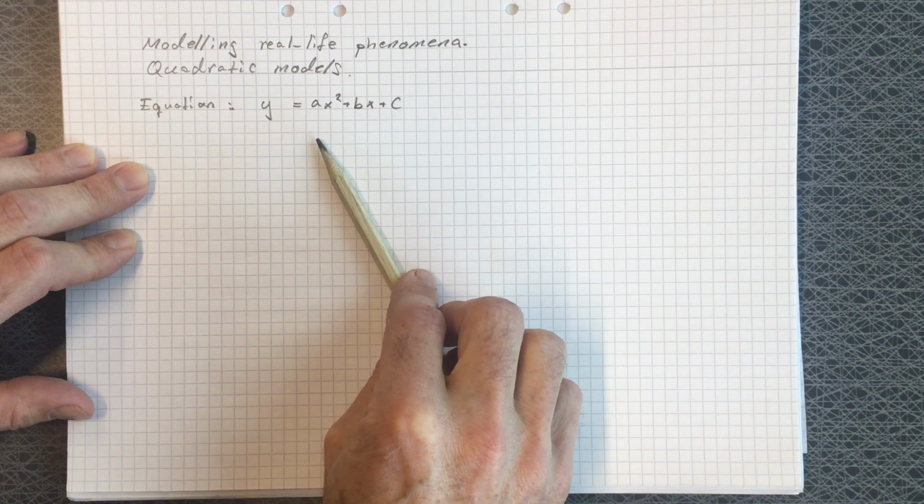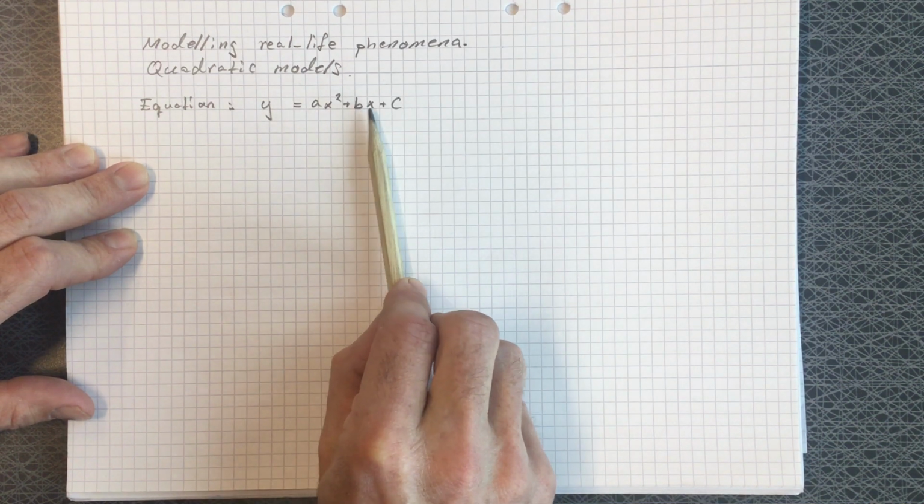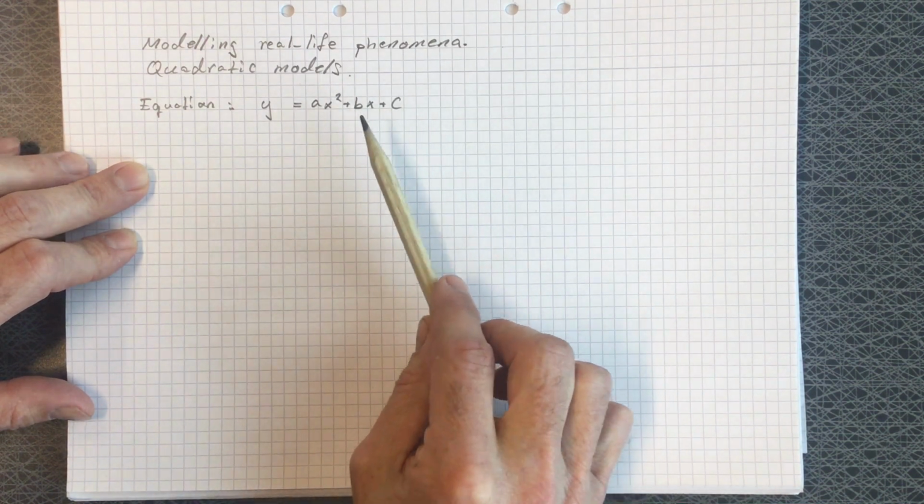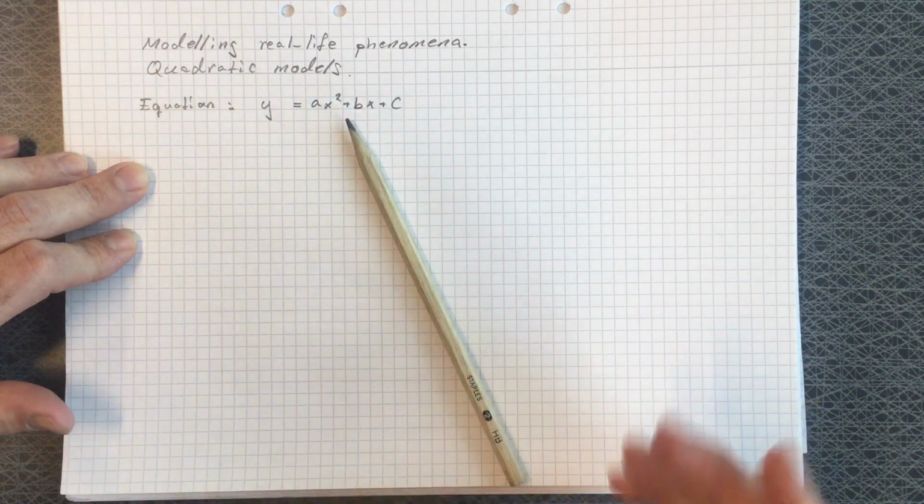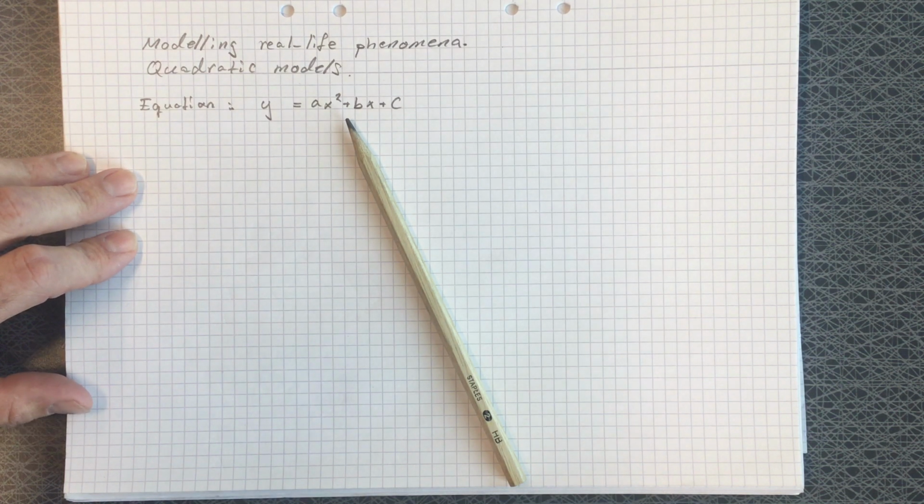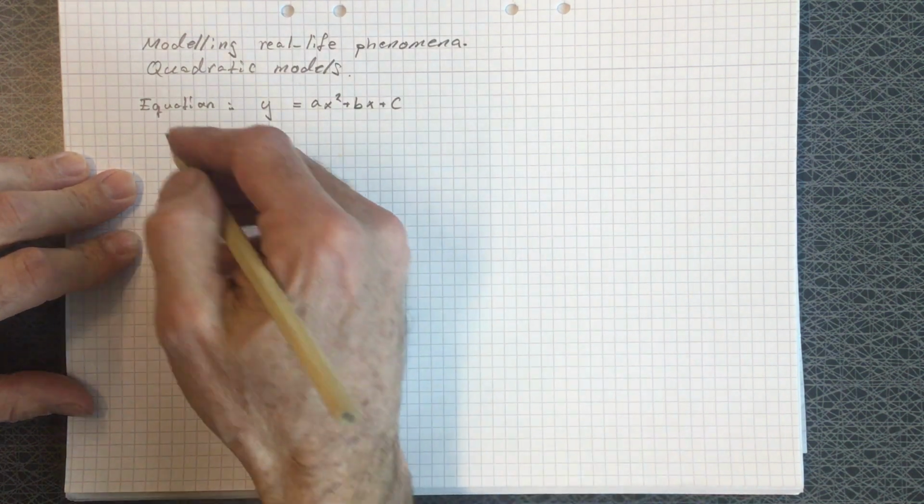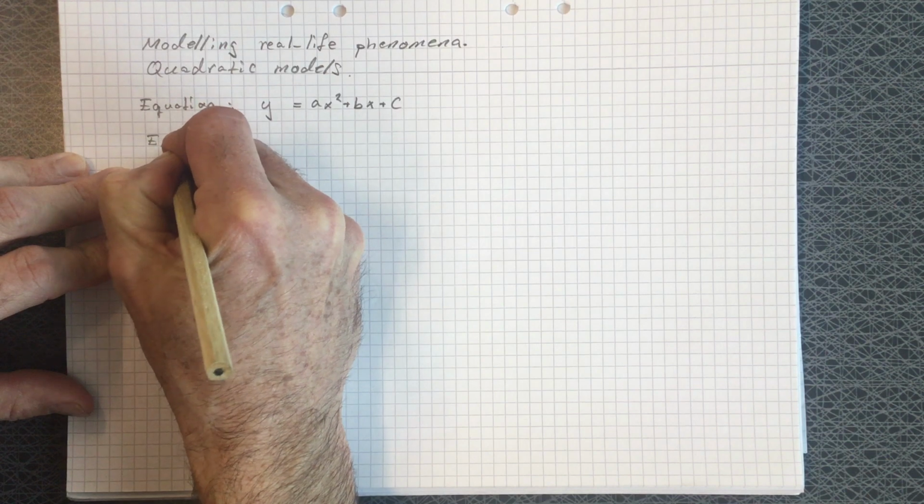And in real life phenomena, we have different values for the constants a, b, and c. And the model tells us something about reality that we want to understand. And with the help of this model, we can make predictions, say what will be happening in the future, for instance. So let's look at 2 examples.